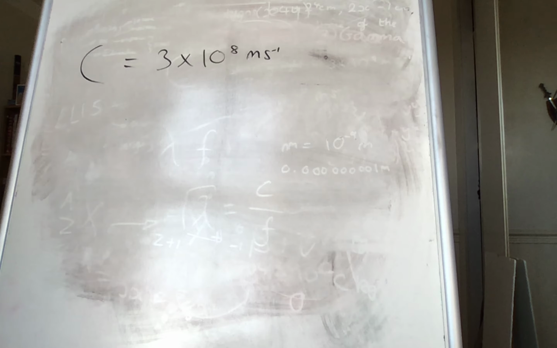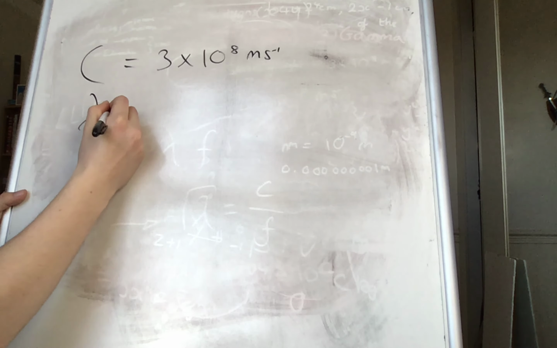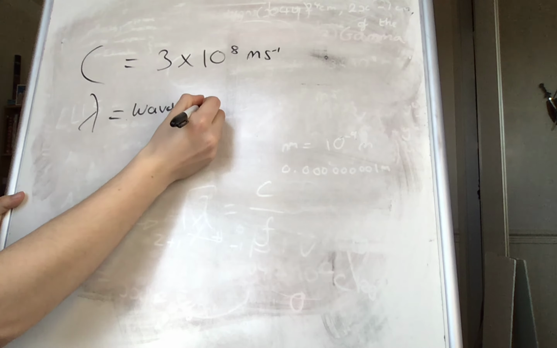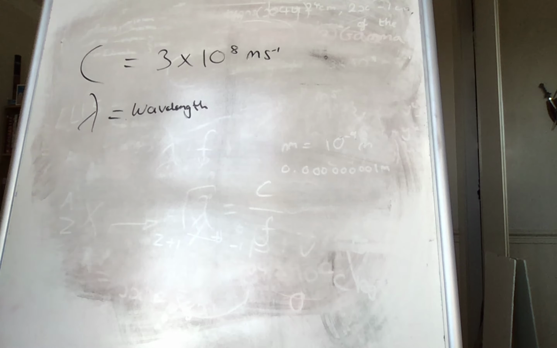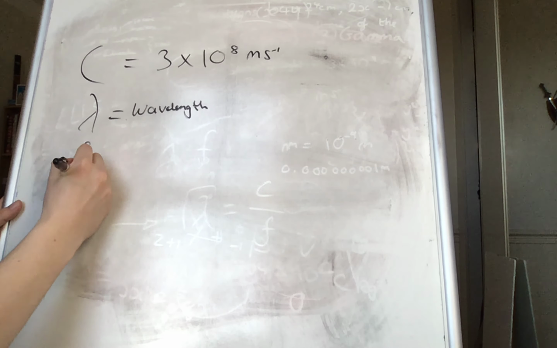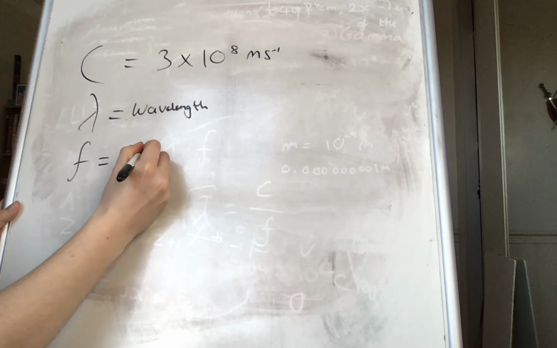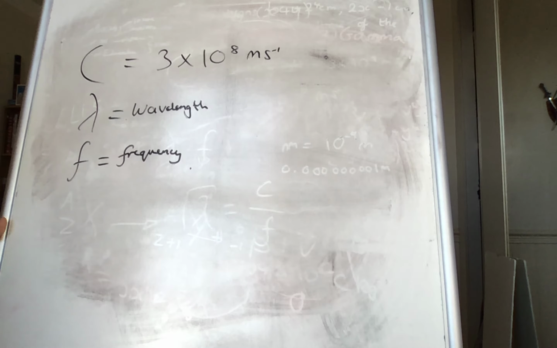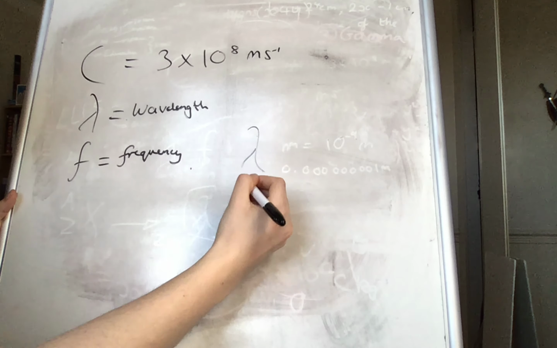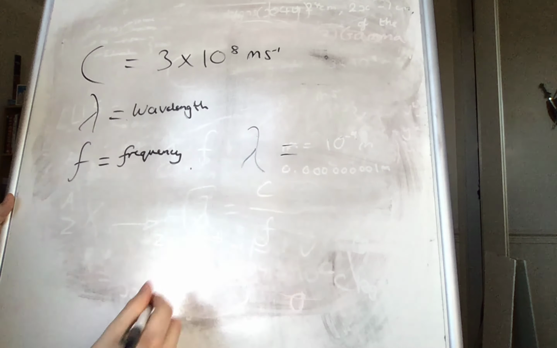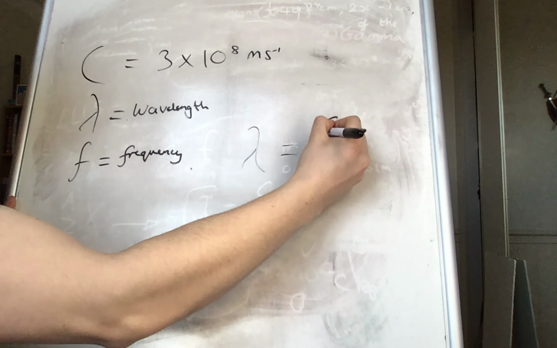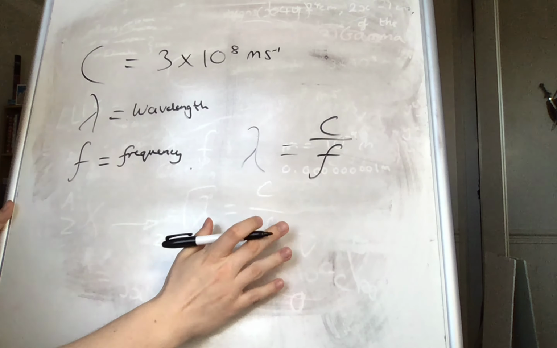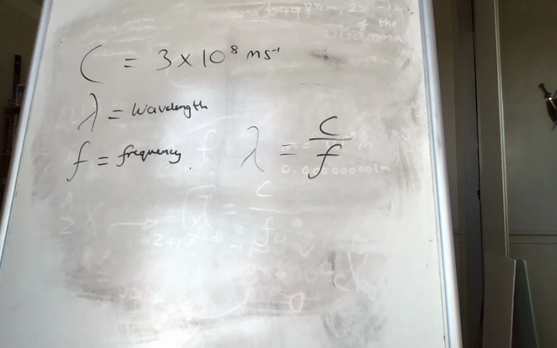And as you know from GCSE, the wavelength of an electromagnetic wave of frequency f is given by the following equation. We have the wavelength equals the speed of light divided by the frequency. And that is our key equation here.